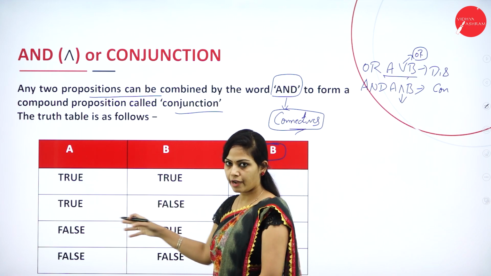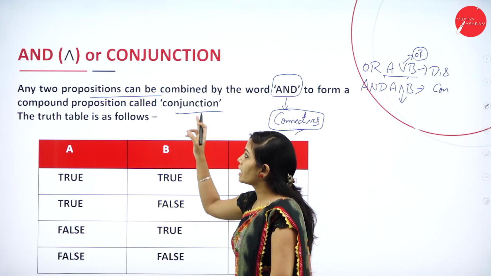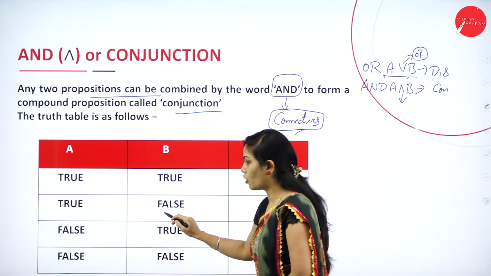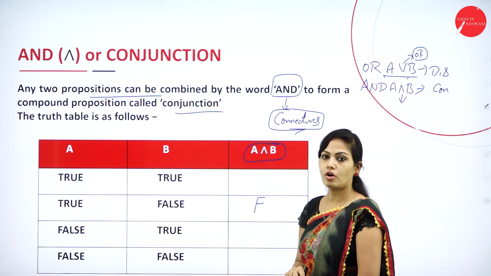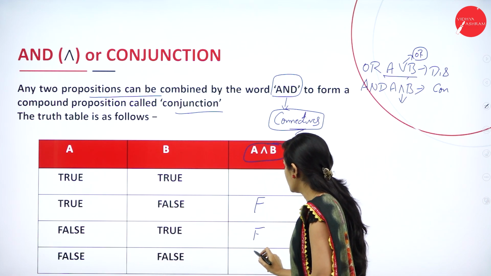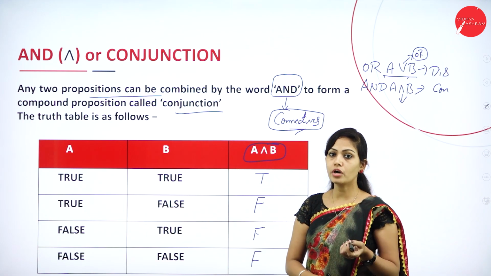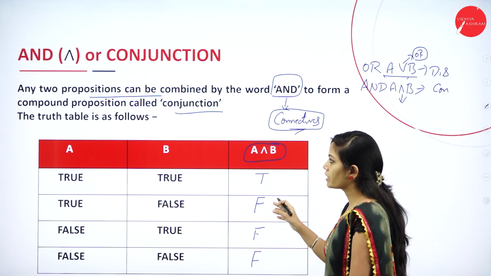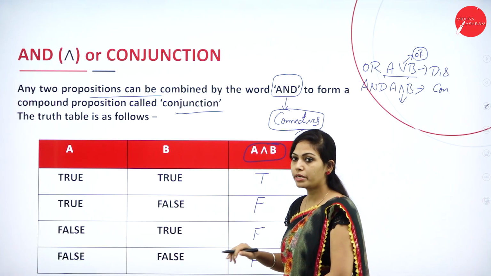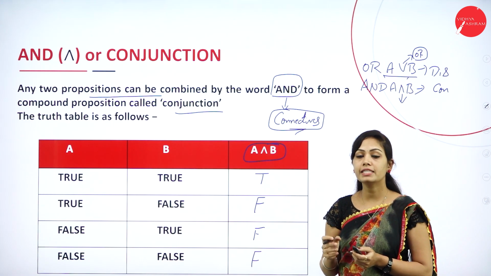So here we have truth values. We have 4 possibilities: true true, true false, false true, and false false. In a conjunction statement, if any one statement is false, the condition is also false. So here we have true and false. One condition is false, so the condition is false. If any one condition is false, the statement is also false. For false and false, the condition is also false. For true and true, the condition is true. So this is your truth values for the AND operator, that is the conjunction statement. You can observe that in disjunction, if any proposition variable is true, the condition is true. In conjunction, if any one statement is false, the condition is false. Clear? So this is your conjunction and disjunction statement.